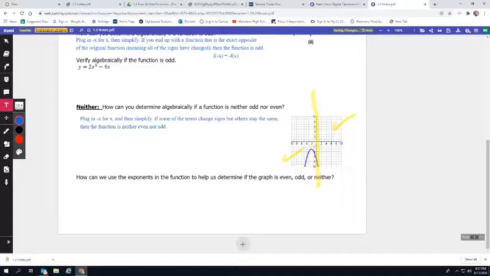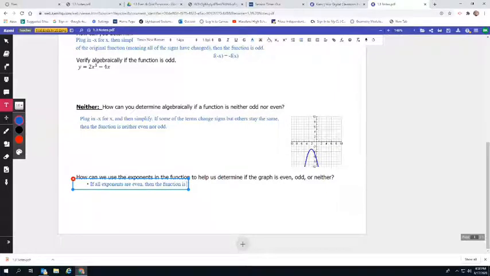All right, we're going to now talk about how we know, just by looking at the exponents, whether it's even, odd, or neither. So first, if all exponents are even, then the function is even.